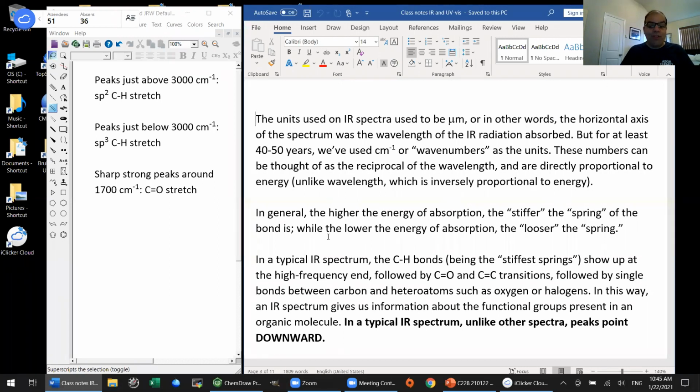So you were looking at wavelength absorbed, and when you looked at where a peak was, you would say this peak is at 3.5 micrometers or 1.8 micrometers, whatever it would happen to be. But going back at least as far as when I was in college, which was the late 1980s, by then they'd already completely made the switch to wave numbers.